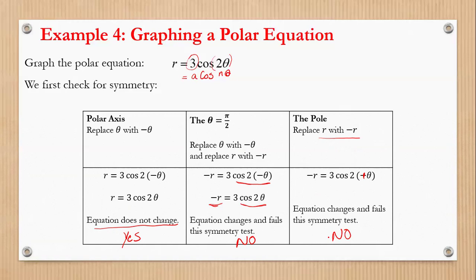When it's symmetric about the polar axis, that means everything that's above the polar axis must be reflected to get the other part of the graph under the x-axis.